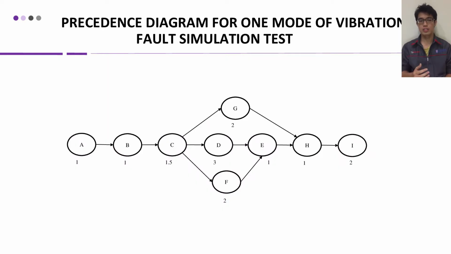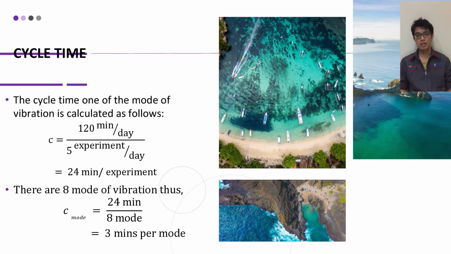Next, we created a precedence diagram for one mode of vibration fault simulation test. Next, we calculate the cycle time. Cycle time for one mode of vibration is calculated as follows. For one day, we have 2 hours of lab, and for one lab session, we will conduct 5 experiments for 5 different groups. So for one mode of vibration, we use 24 minutes divided by 8 modes, so we have 3 minutes per mode.